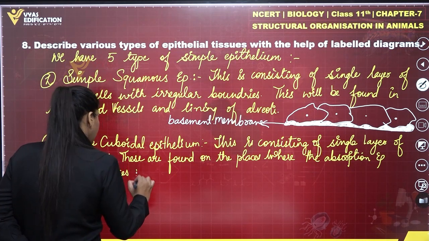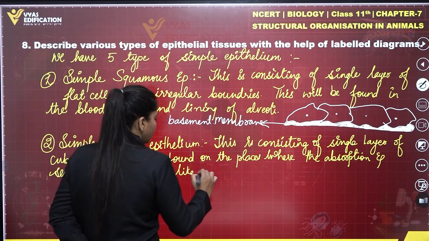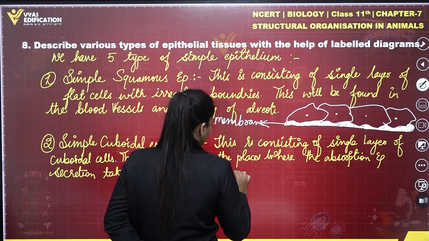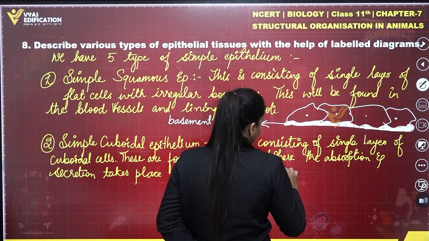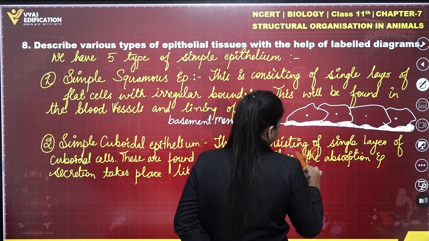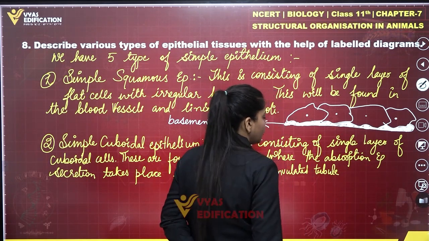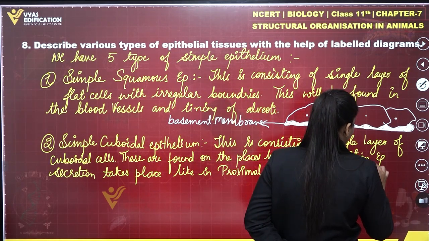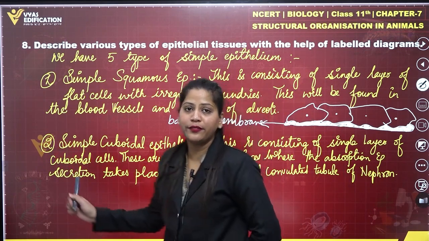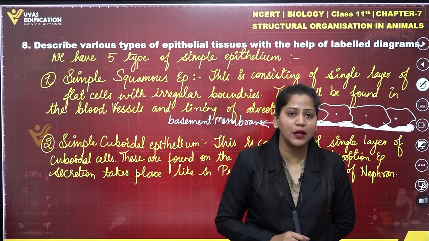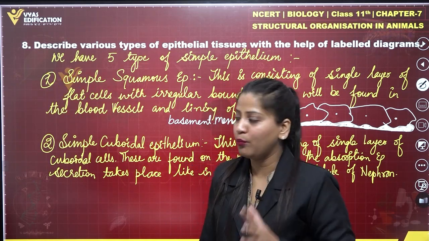Secretion takes place, like in convoluted proximal convoluted tubule of nephron, right? So you will find this simple cuboidal epithelium in the proximal convoluted tubule of nephron in the animal body.